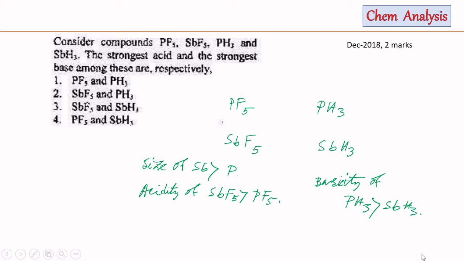Therefore PH3 will be the strongest base, and among the given options, the first is strongest acid, so SbF5 is correct, and second is strongest base, so PH3 is correct. In this case also option number 2 is the correct answer.